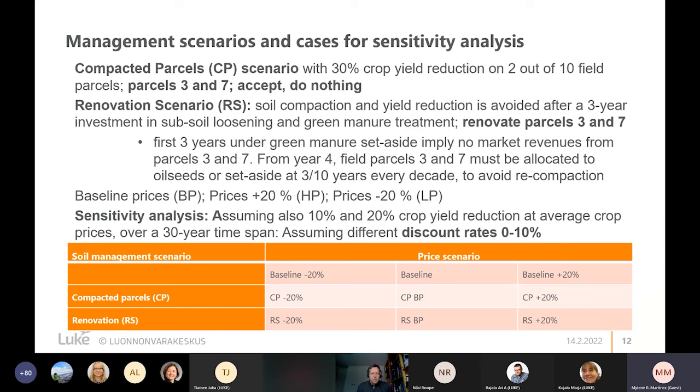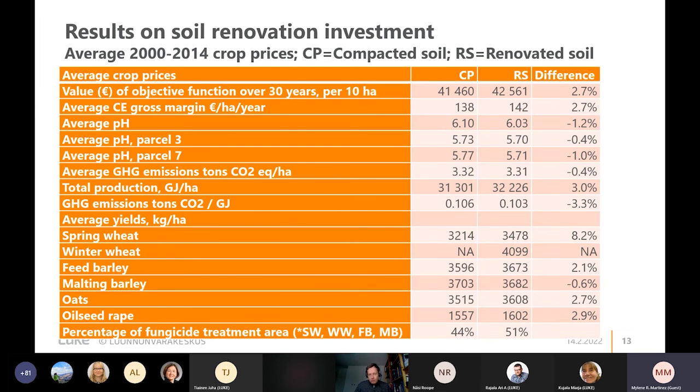So we have found that it's reasonable to make sensitivity analysis, and we have quite a lot of results, but I present only a few of them. This is the essence, how to get the money back. If we have a soil renovation scenario and compacted soil scenario, we have higher net present value over 30 years. So we have close to 3% higher NPV if a farmer can retain the yield level back to normal. We can get slightly higher yields, but not so much higher. So this is no economic luxury, but it's profitable in this case.